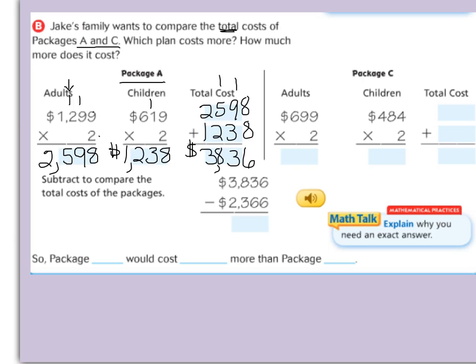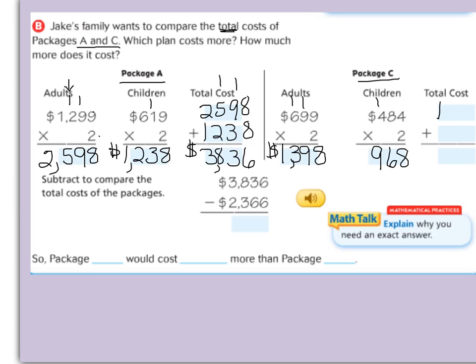Okay, now we're going to compare it to package C. So package C, $699 times 2 for adults. So let's go ahead and start multiplying and regrouping as necessary. 2 times 9 is 18. So I'm going to regroup that one. 2 times 9 is 18, plus the 1 is 19. 2 times 6 is 12, plus 1 is 13. All right, let's move on to the children's price. 2 times 4, oh, a nice easy one. That's 8. 2 times 8 is 16. 2 times 4 is 8, plus the one we regrouped is 968 now.